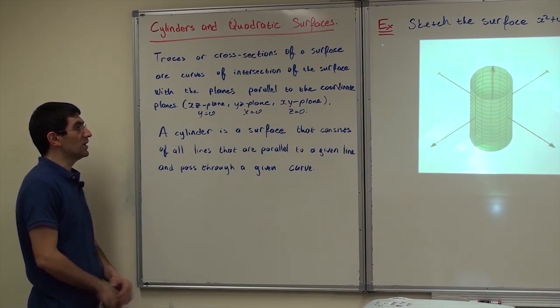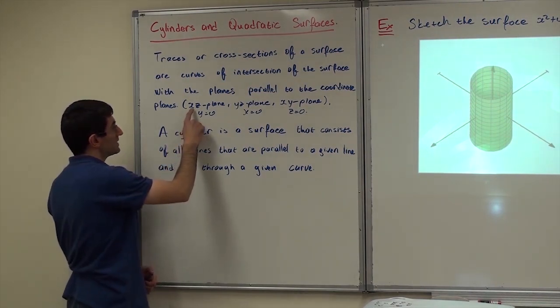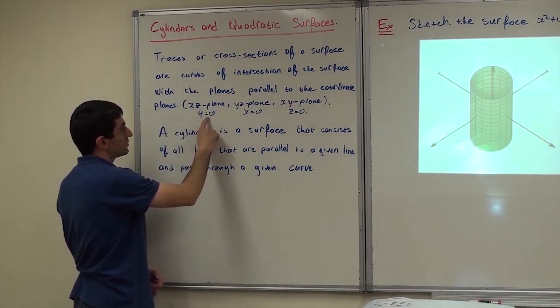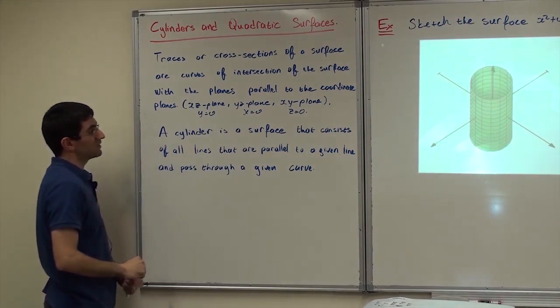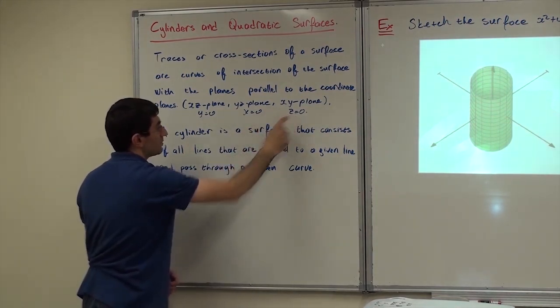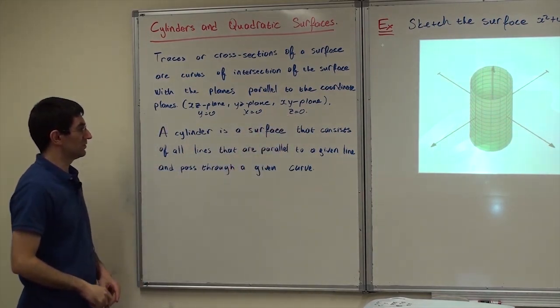Traces or cross-sections of a surface are curves of intersection of the surface with the planes parallel to the coordinate planes. As you know, we have three coordinate planes: xz plane with equation y equals 0, yz plane with x equals 0, and xy plane with z equals 0.